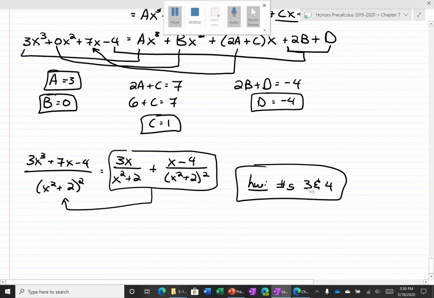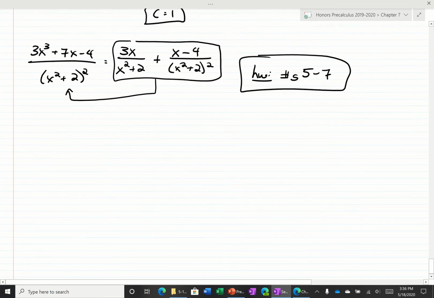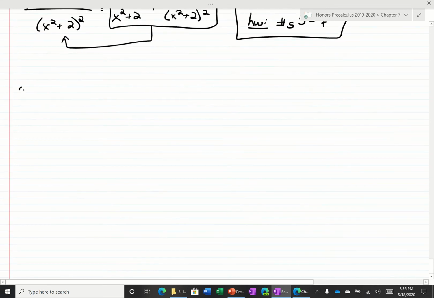Okay, so let's take a look at your homework. I had asked you for homework to do numbers 5 through 7. So for problem number 5, it's asking you to decompose x squared plus 8 over x to the third plus 8. Now, first thing we have to do is factor.